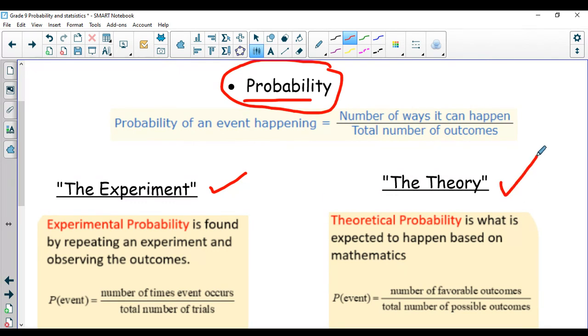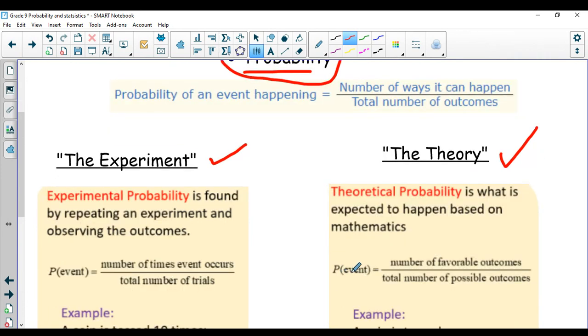Now, if I took theoretical probability of flipping a coin, I flip a coin. On one side, I have heads. On the other side, I have tails. So my probability of the event right here, and I want to get heads. Well, what's the number of favorable outcomes? Well, 1. Heads is on one side. What's the total number of possible outcomes? Well, I could go heads or tails, so it's 1 out of 2. That is my theoretical probability, the probability of getting a heads.